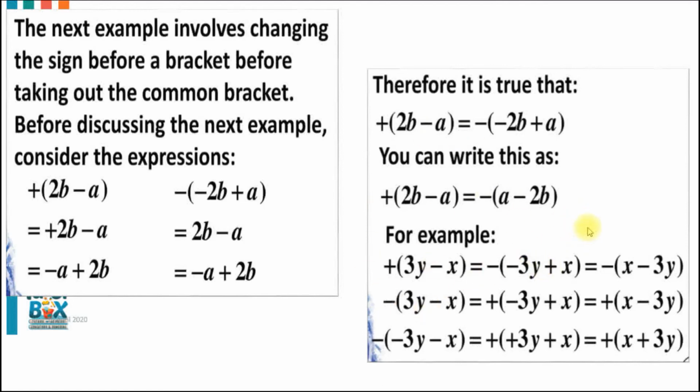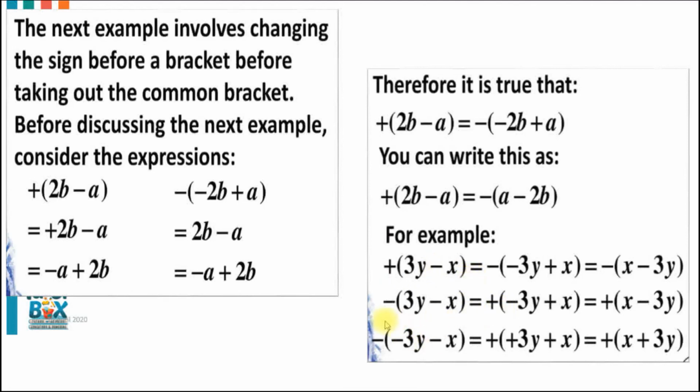So let's just look at some examples. So if plus, and then in brackets we have 3y minus x, this will be equal to minus, right, in brackets minus 3y plus the x, right? So this I can rewrite as minus x, I put the positive one first, x minus 3y. Okay, so if now I want to check whether this and that are the same, I just simply expand this part. So I'll get minus x plus 3y, which is what I have here, 3y minus x.